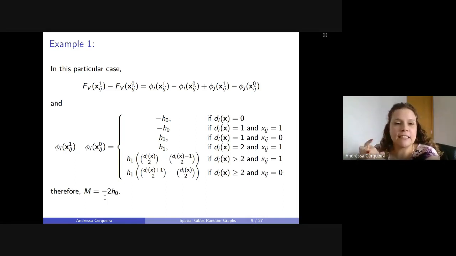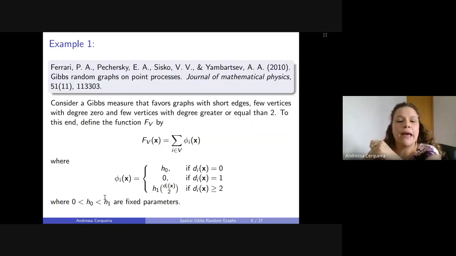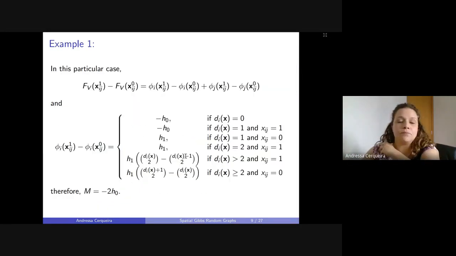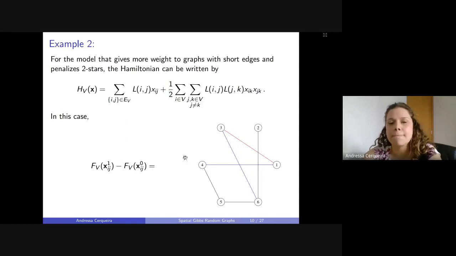So this is an example that I like because it's not trivial. We have a function that depends on the behavior of the degree of the nodes, and the function satisfies the conditions that we want. Okay, let's move on to the second example.